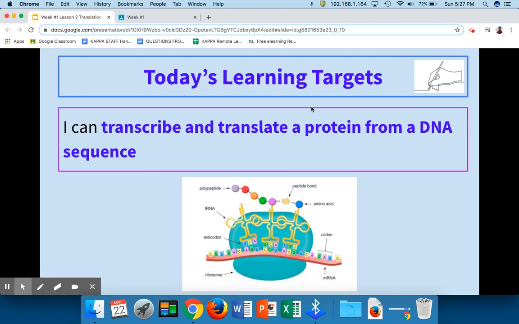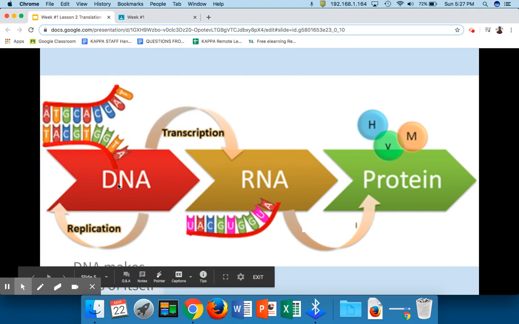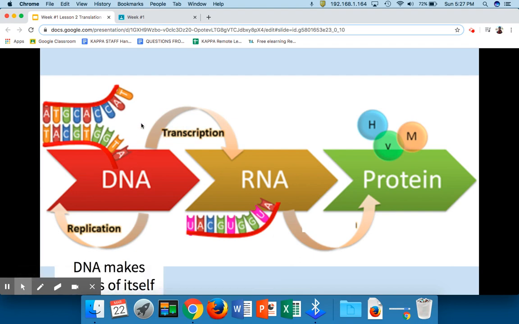Our learning target for today is I can transcribe and translate a protein from a DNA sequence. Pause the video now if you need to write down the learning target. So in lesson 1, we looked at 2 things that DNA could do. DNA can replicate or make a copy of itself, and it can also be transcribed into RNA. So DNA serves as the guide to make RNA, also called mRNA.